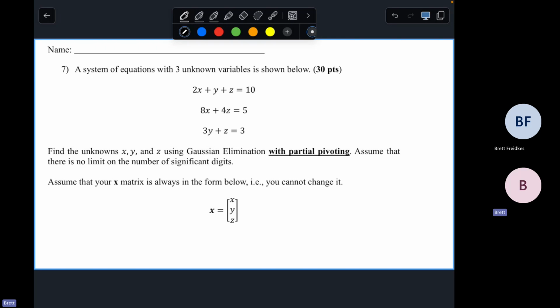Would you lose points if for the first matrix we wrote, we had already accounted for it? No, that's okay.